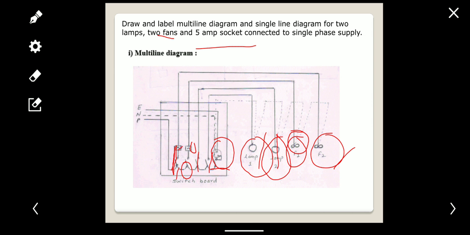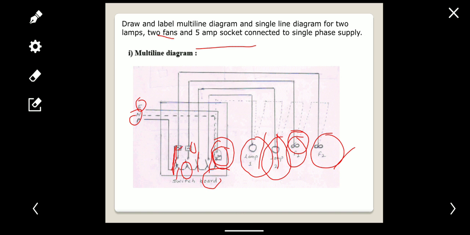And here one more switch is connected in series with this 5 ampere socket. And all these components are connected separately with the help of switches. And the neutral line is connected to each component. That's why all these components are connected in parallel. And this earthing point is connected to the socket.